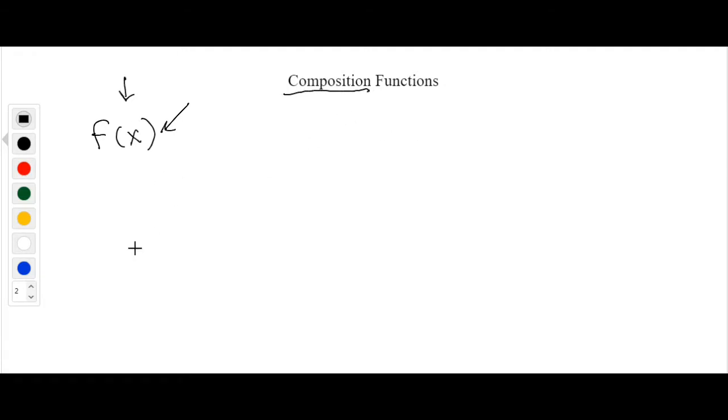Hey guys, we're here learning today about composition functions. So everyone knows what a function is, right? It kind of looks something like this. Maybe you've seen examples and such. But what is a composition function? Well, a composition function may look something more like this.